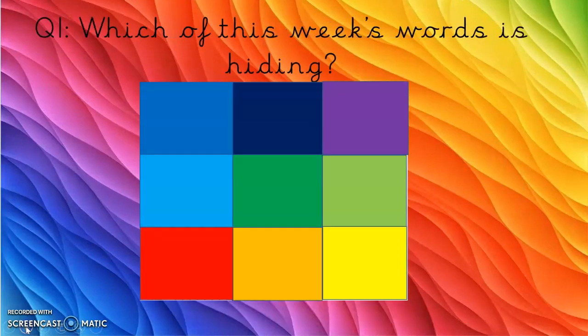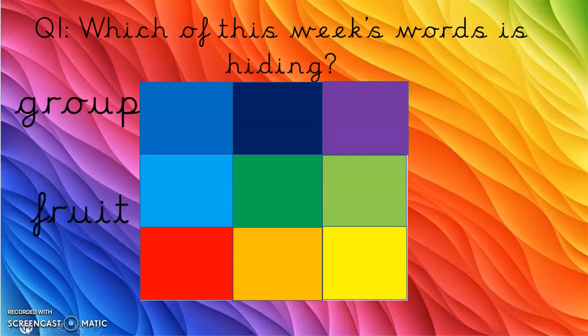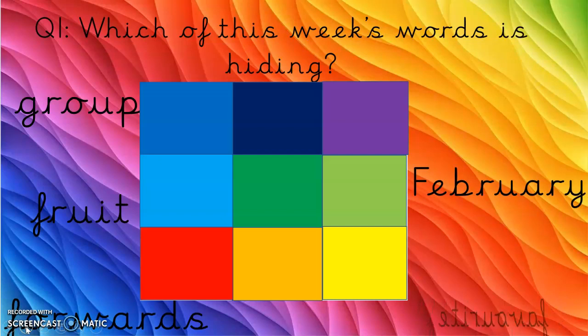So let's see which of these words is hiding behind my rainbow squares this week. Okay, will it be group? Will it be fruit? Will it be forwards? Will it be February? Or favourite? Okay, let's see what's hiding. Here we go. You can pause the video anytime you like to write it down.